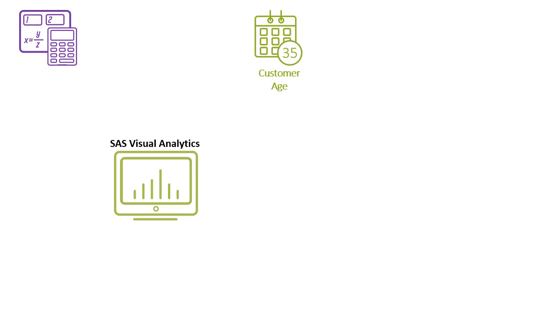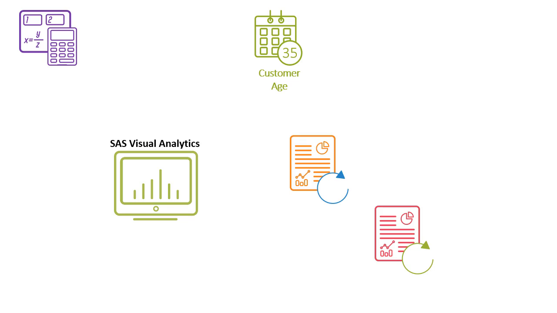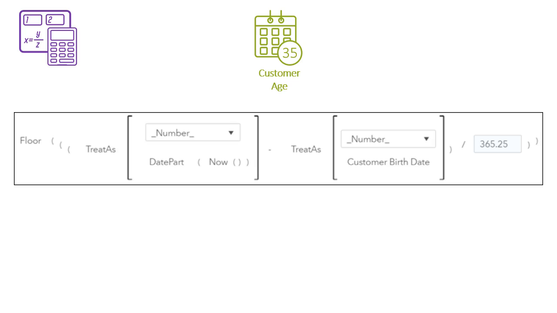One data item that is needed for your analysis is customer age. Ages are best calculated in Visual Analytics because you can use operators to ensure that they are updated each time a report is opened. To calculate customer age, you can use the expression shown here.